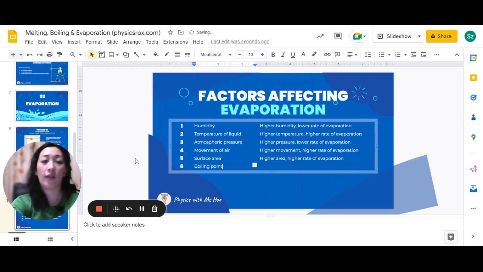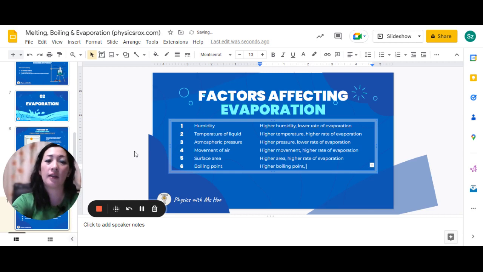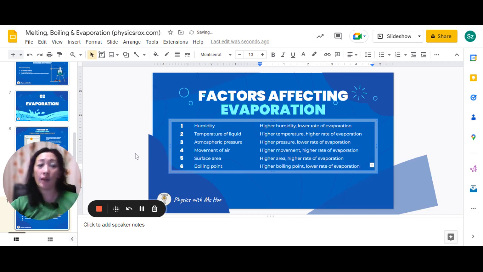Lastly, boiling point. Higher boiling point, lower rate of evaporation, because if a liquid has a high boiling point, that means it needs more energy to be able to convert it into gas form. And that's also related to evaporation.